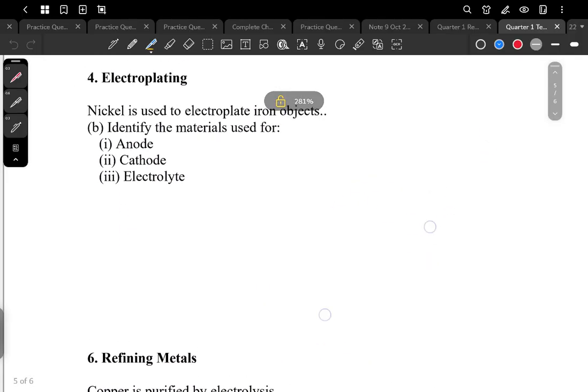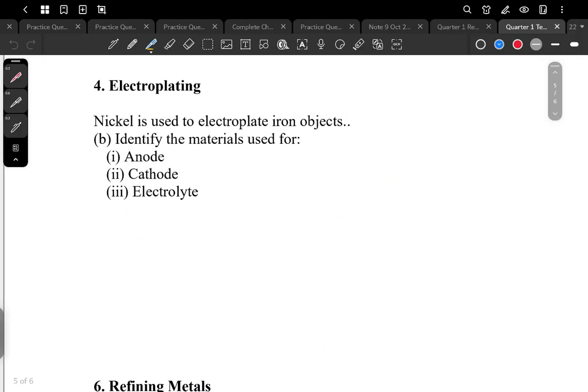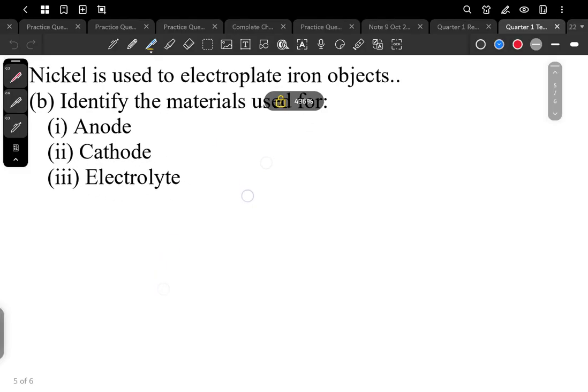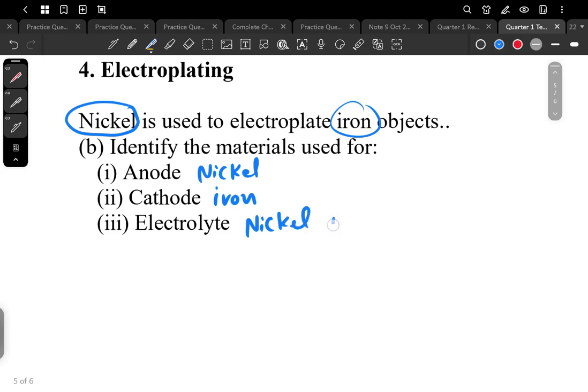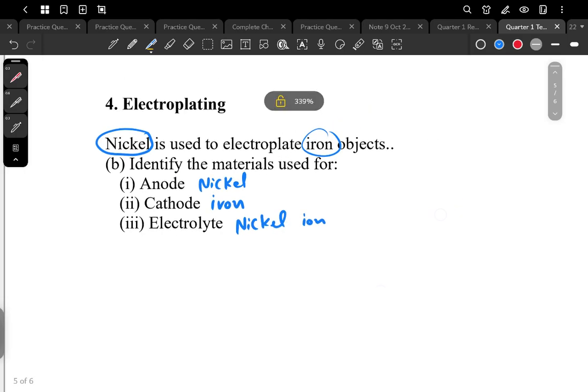Electroplating. Nickel is used to electroplate iron objects. Okay, identify the materials used for the anode. So in any electroplating, if we electroplate nickel to the iron, the anode is going to be the nickel itself, pure nickel. Okay, the cathode is going to be the iron, the one that will be electroplated. The electrolyte has to have nickel ion. Okay, that's it.